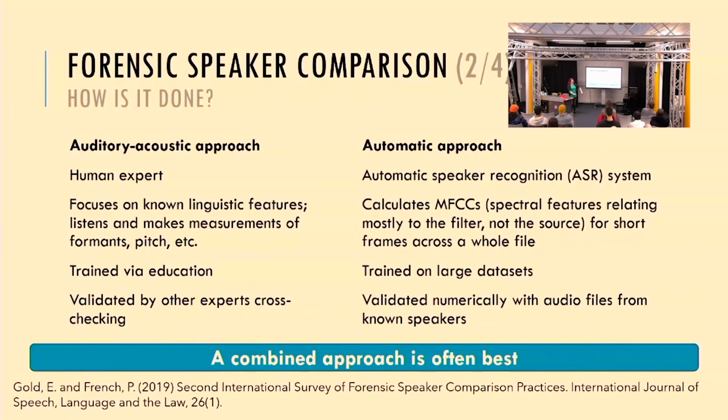So how is this task done? There are two main approaches, and in the UK, we're only in this column, and I'll explain why in a moment. Ideally, what we want is a combined approach, because they're getting at different things. With an auditory acoustic approach, you have a human expert who's trained through their education, which we hope is reliable enough. They look at things that they know are very speaker discriminatory. For instance, we talked about how S's might say something about the shape of the alveolar ridge. So they're looking for things where they know there's definitely information there.